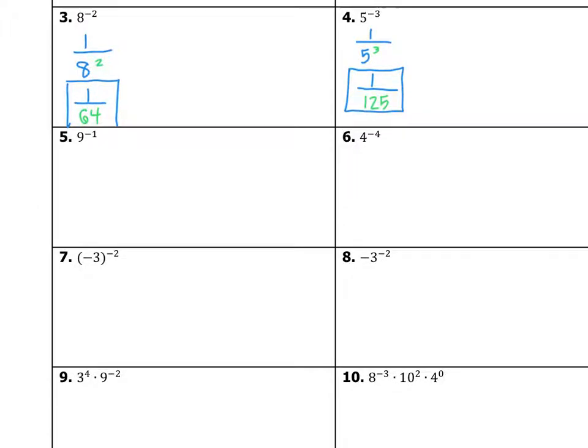Number 5, 9 to the negative first. I'm going to rewrite this as 1 over 9 to the positive first power. And that just becomes 1/9.